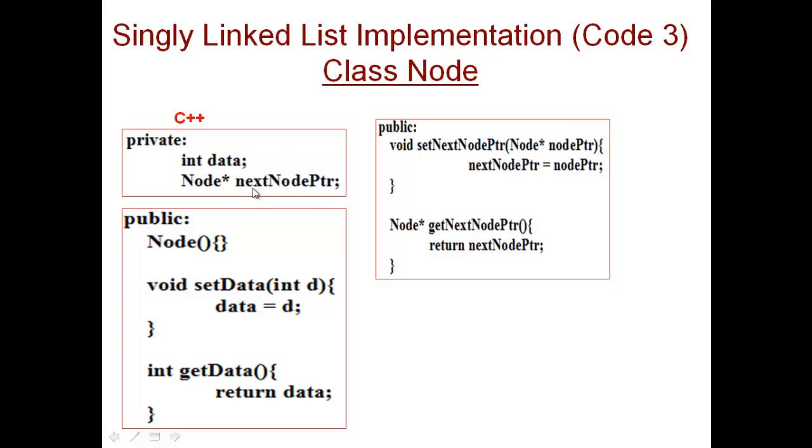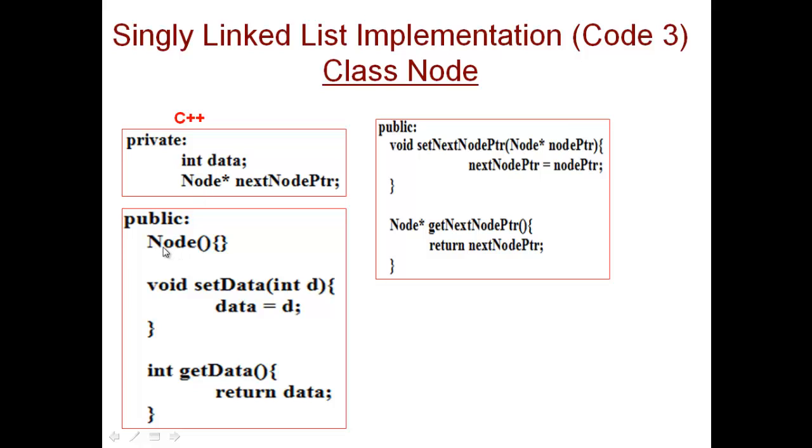So we have to use what is called node star and then use some name for the pointer, and we'll give some meaningful name and call it next node pointer, basically to indicate that it stores the address of the next node further down in the list. So that's the way you should interpret this. This is a pointer that stores the address of a node. That's why we say node star.